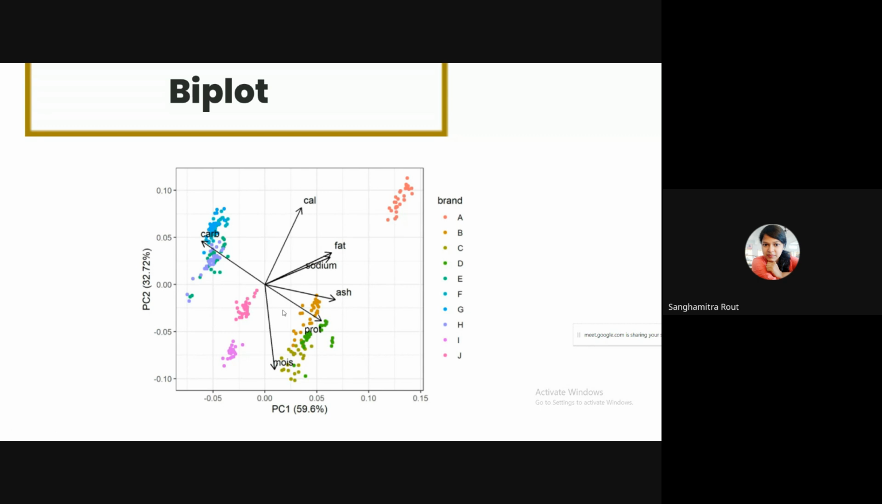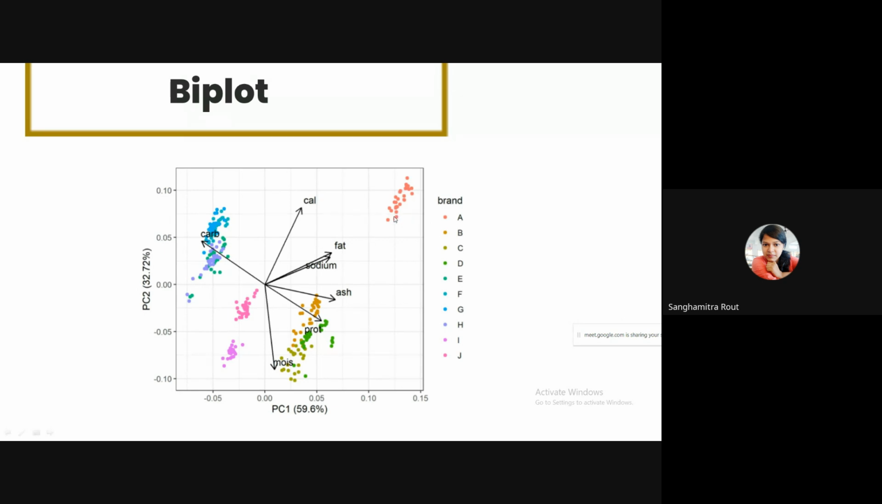From here we can say that if you want a fatty, crispy pizza, then brand A is a good option. Why am I saying this? You can see this is brand A, and this particular vector of fat is facing towards brand A. So if you want a fatty, crispy pizza, you can take brand A because the vector of fat is facing towards brand A.